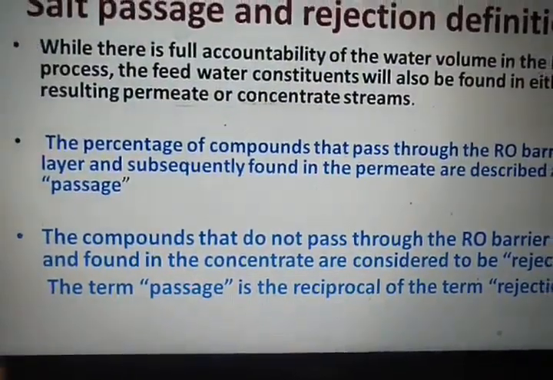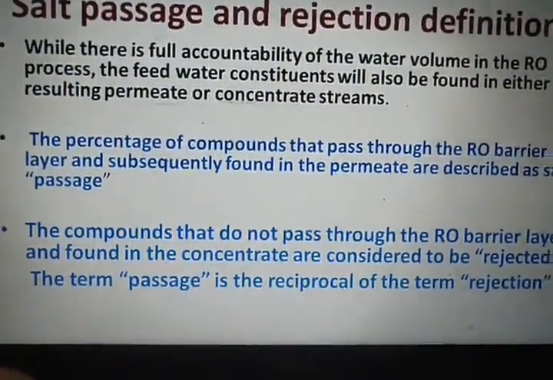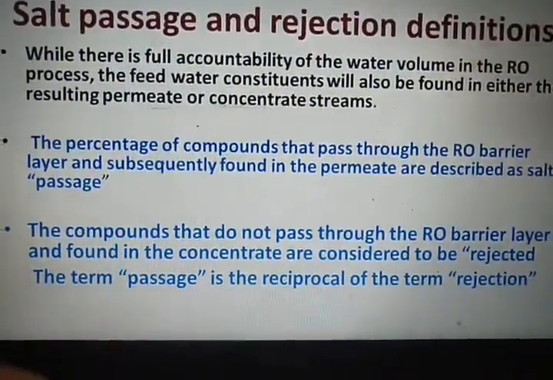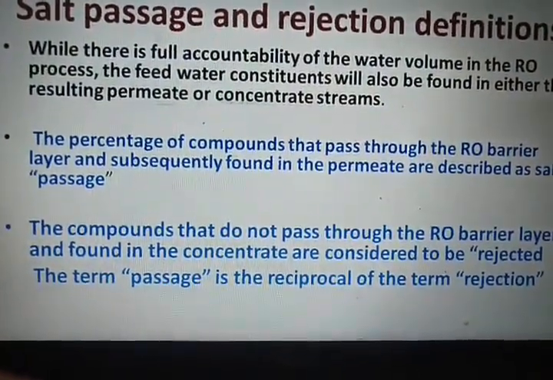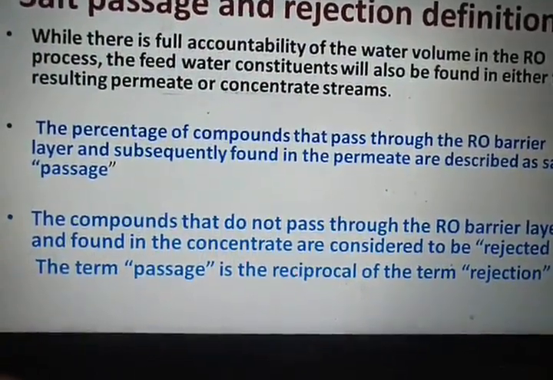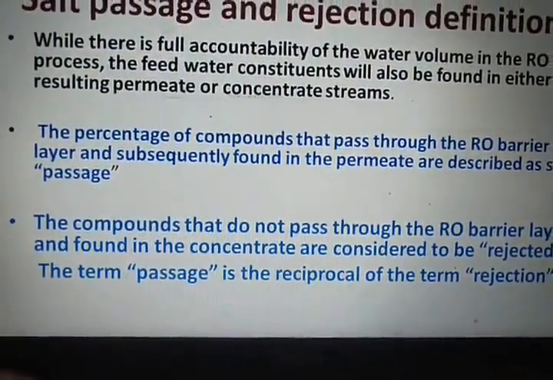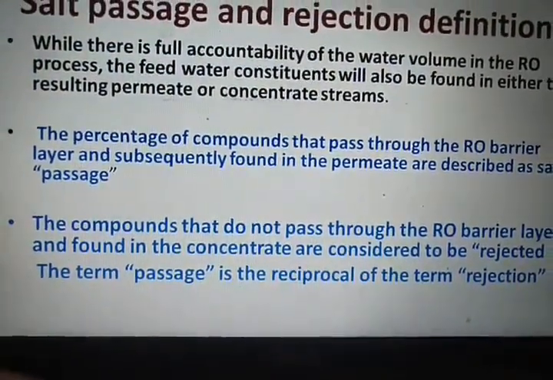That means the compounds which are retained before and after treatment in a membrane are called the passage. The compounds that do not pass through the RO barrier layer and are found in the concentrate are called rejected. The term passage is the reciprocal of the term rejection.